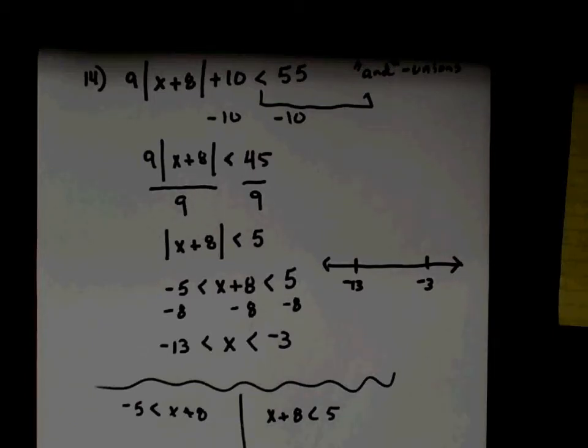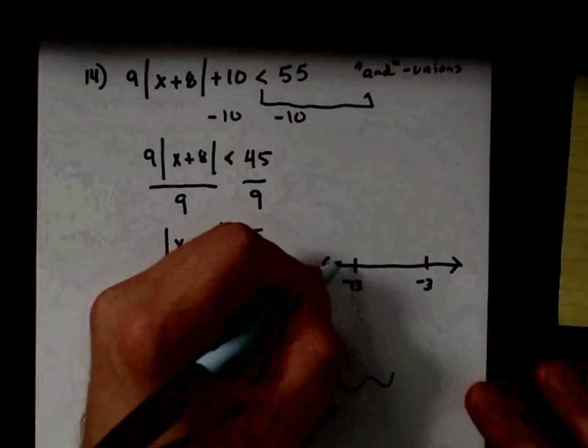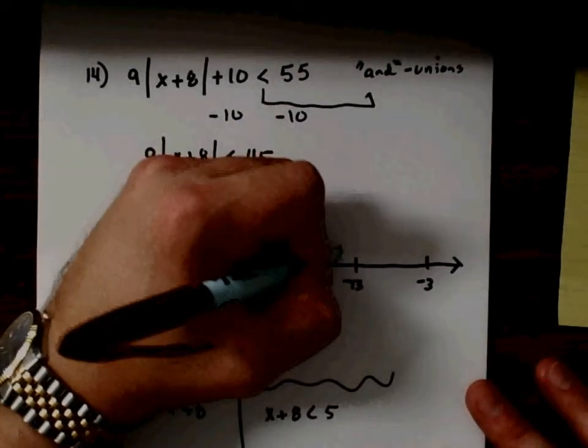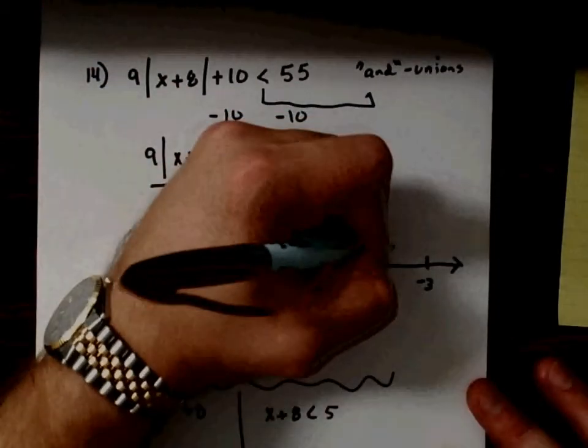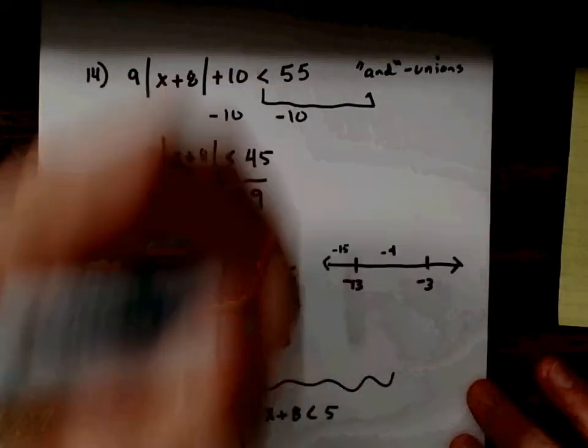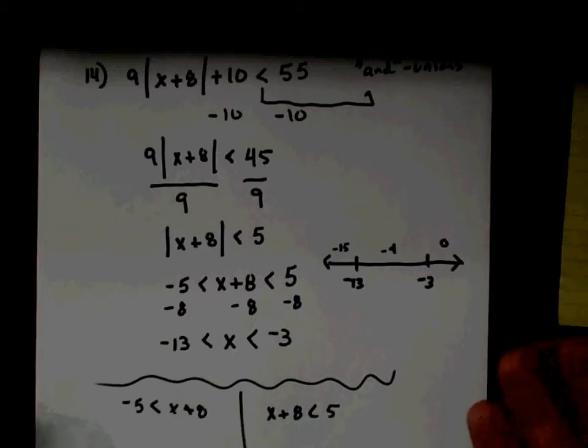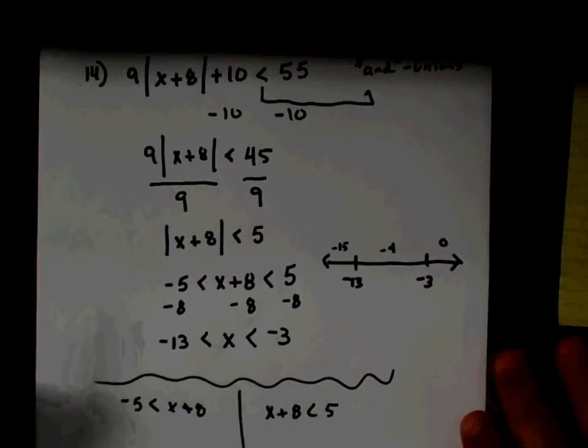Okay? And so, I'm going to pick a number to the left and to the right of negative 13. And so I'm going to pick negative 15 this way. I'm going to pick negative 4 this way, and I'm going to pick 0 there. Those are the numbers that I'm going to check. Okay? And so when I check it, I'm going to plug it into the original equation.